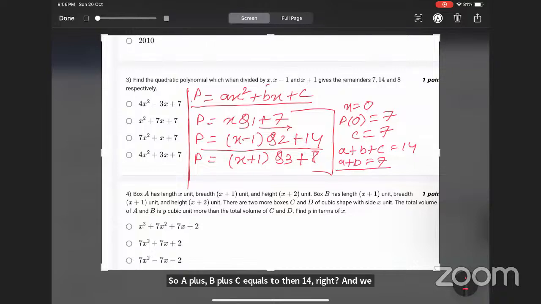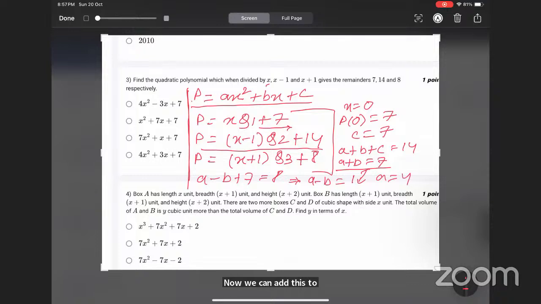So this is one of our equations. And here, what should be the value? -1. So here we have A minus B plus 7 equals 8, right? So it will be A minus B equals 1. Now we can add these two. Then we will find that A equals 4, right? And B will be equal to 3. So we now have A equals 4, B equals 3, and C equals 7.